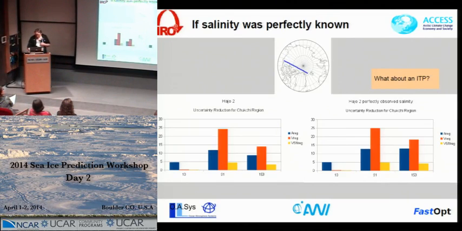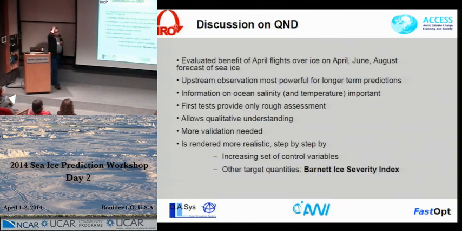What are the next steps? We evaluated the benefit of 2 flights. So we found that upstream information is most powerful for longer term predictions, but the reduction is small. That might be the reason why Jadilun is not seeing any more in September, if he is doing data assimilation. Information on the ocean state is important. Yeah, we need information of the ocean for a good prediction system.